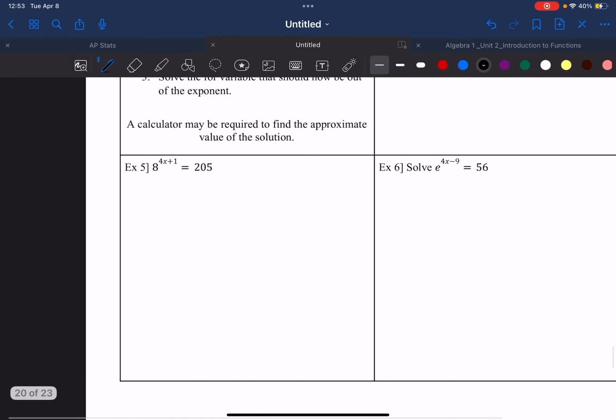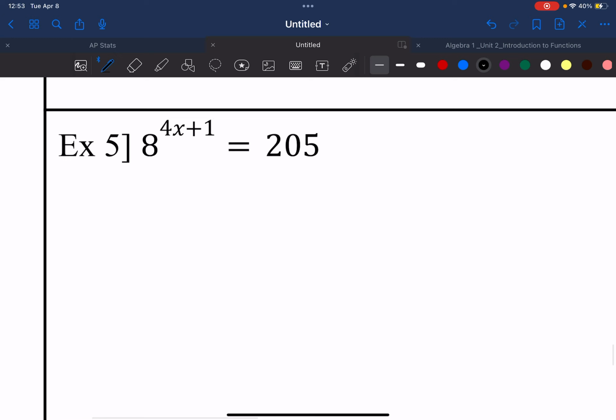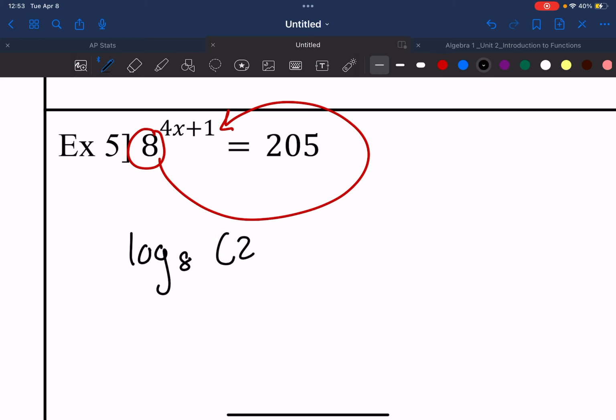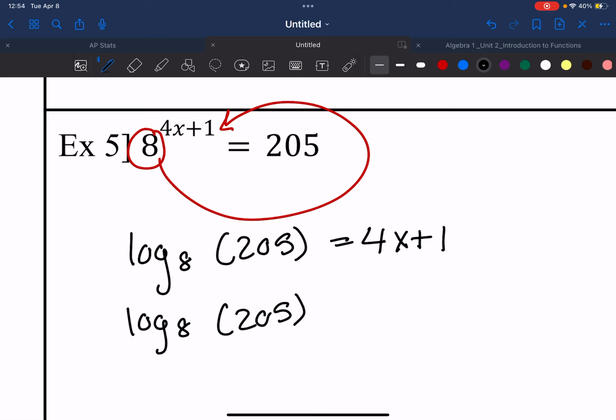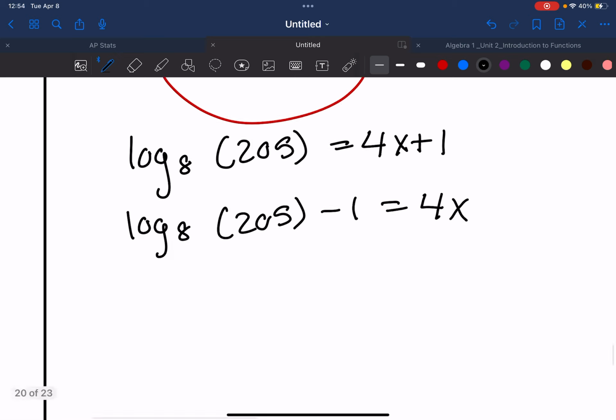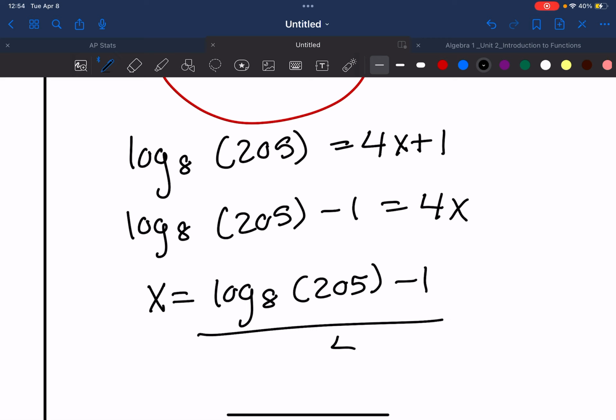Number 5. Same thing. I circle my base, loop around, and point to my exponent. This is the same as saying log base 8 of 205 is equal to 4x plus 1. I subtract the 1, so log base 8 of 205 minus 1 is equal to 4x. And then I divide by 4, so x is equal to log base 8 of 205 minus 1, all divided by 4.